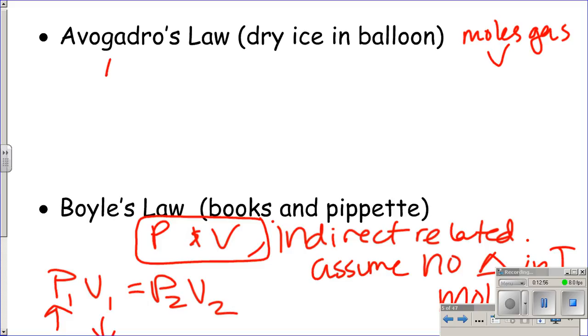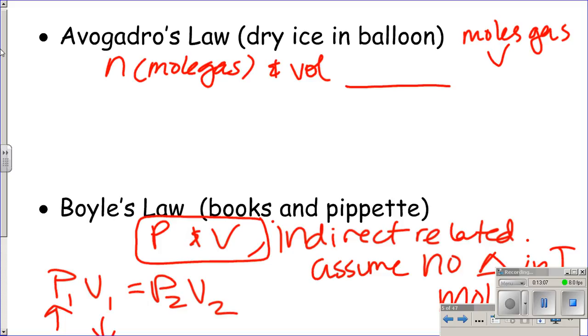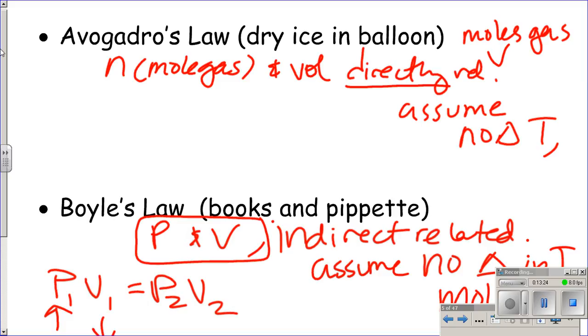So this is a relationship between n, the variable for moles of gas, and volume. In this one, if I increase the moles of gas, what happens to the volume? It increases. All right, so directly or indirectly? Directly. Okay, so they're directly related, assuming what? No change in temperature or pressure, right, since I am changing moles. So the four variables we're talking about are moles, temperature, pressure, and volume. That's basically everything that can affect a gas.